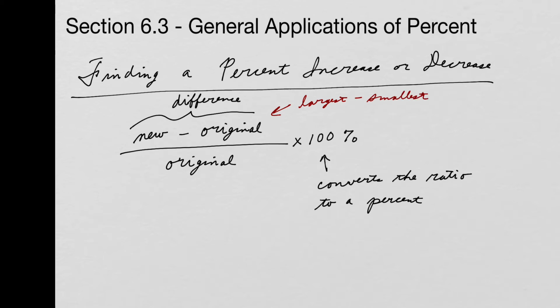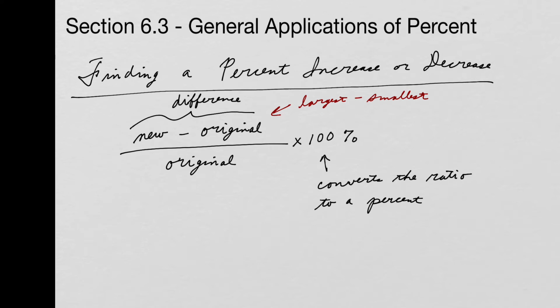Okay, and then we can figure out whether it's an increase or decrease just by what's happening with the values themselves. If they go down, it's a decrease. If they go up, it's an increase. So again, think of the difference, the numerator, as being the largest minus smallest, but it is important that you always divide by the original value and then times 100.